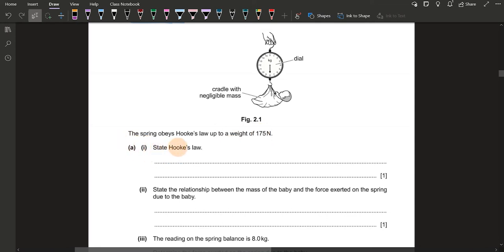Part A I says state Hooke's law. So you should have learned about this. Hooke's law states that the extension of a spring is going to be directly proportional to the weight applied on it. So this is going to be our definition for 1 mark.